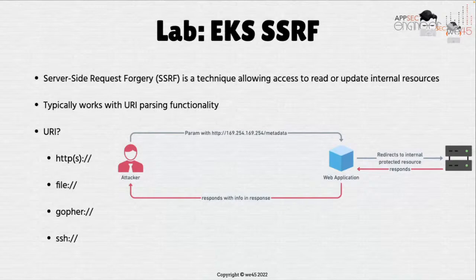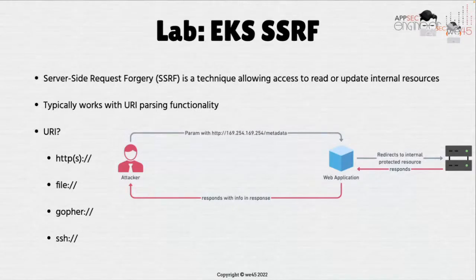Now, typically, the way it would work is you're going to have your application, and this application is going to have a form or a field where you can enter data. Now, if it is vulnerable to something like server-side request forgery, which is typically due to a vulnerability in the parsing functionality, you can leverage that by giving it payloads and asking it to communicate with resources that are internal, right?